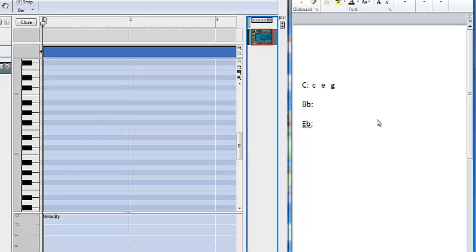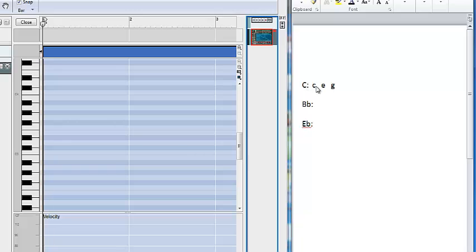Okay, so B flat and E flat are the two flat chords that we have discussed and used in our songs. And I would suggest that we use the method that I talked about 2 videos ago to find out what notes make up these chords. So this is what I mean.